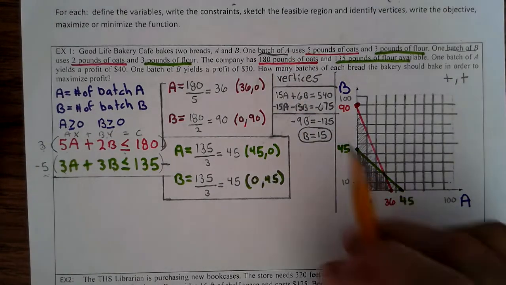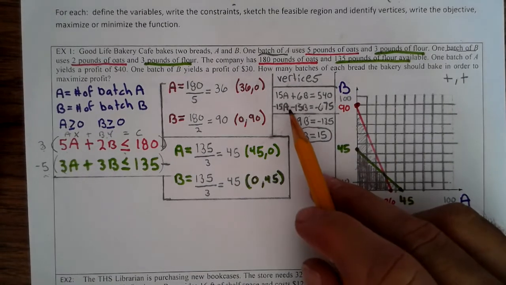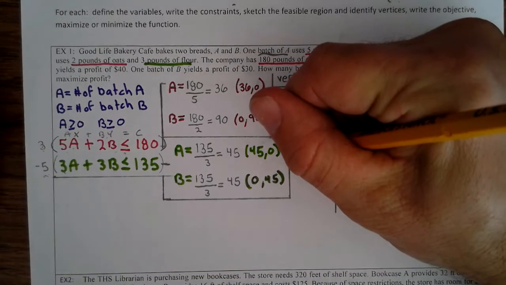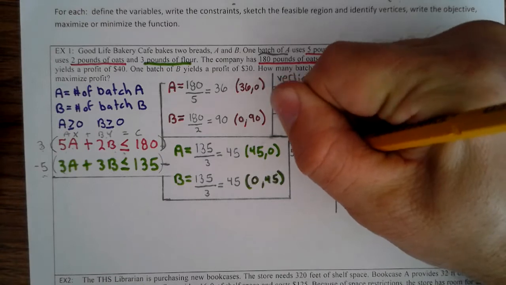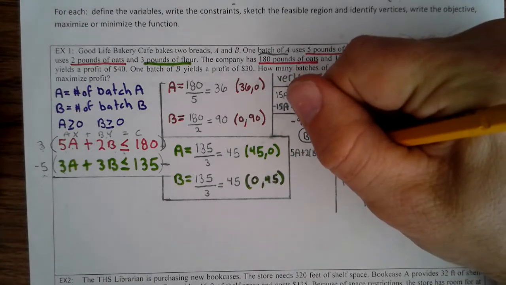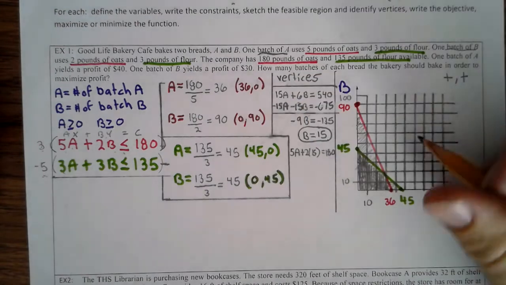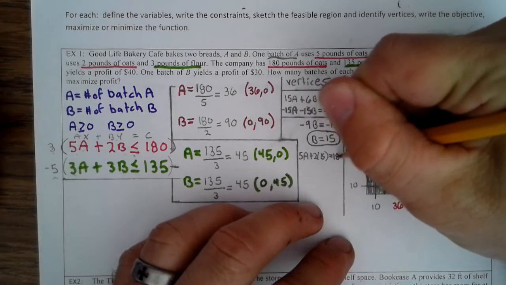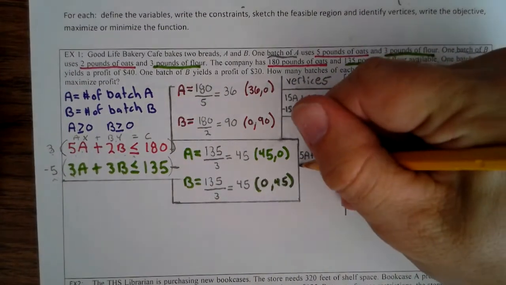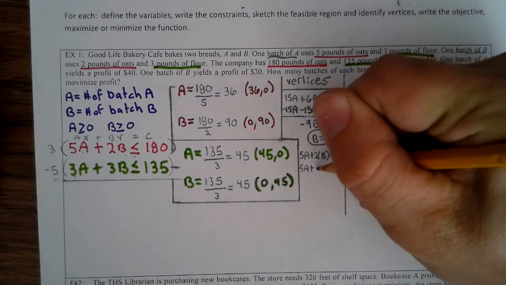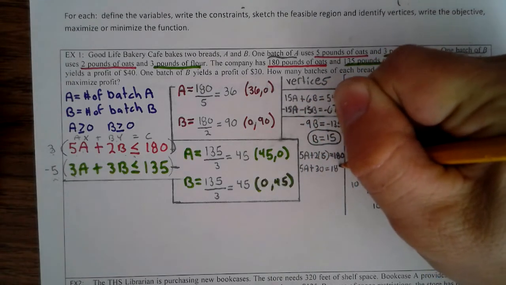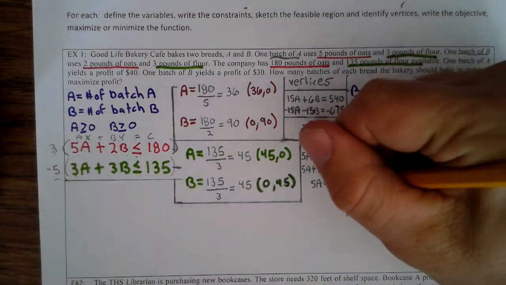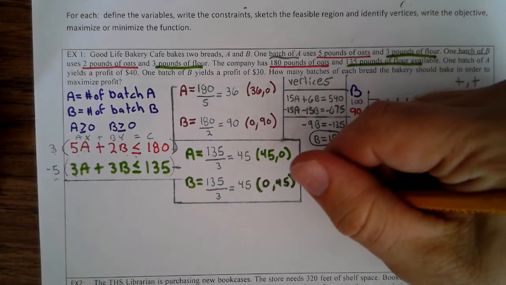Okay. And then now we need to solve for A. So we can go back to this equation, plug 15 in for B. So that's 5A plus 2 times 15 equals 180. So then that's 5A plus 2 times 15 is 30 equals 180. Subtract 30 from both sides. So 5A equals 150. So A equals 30.